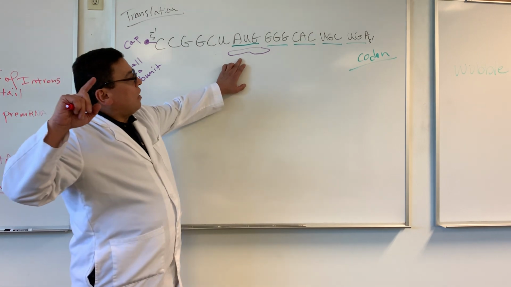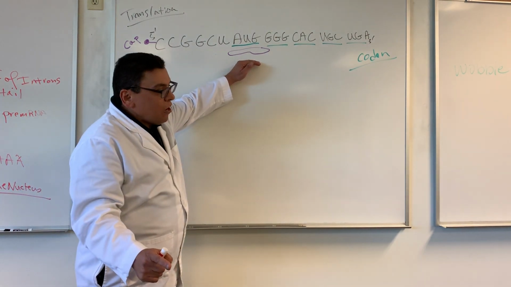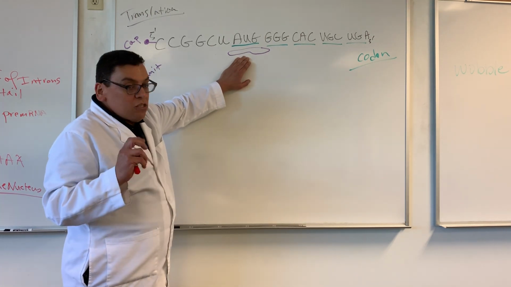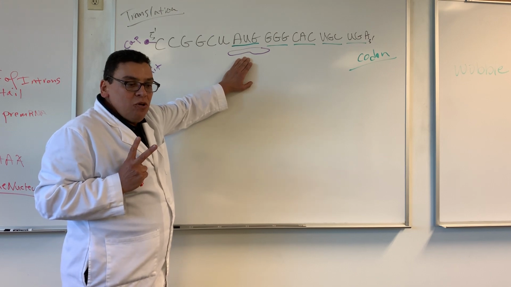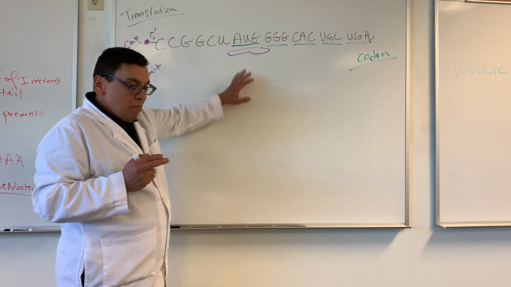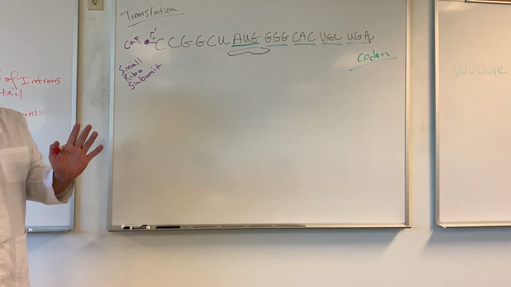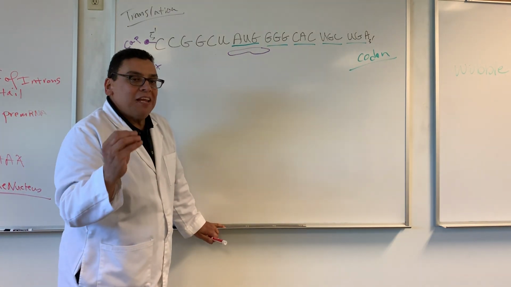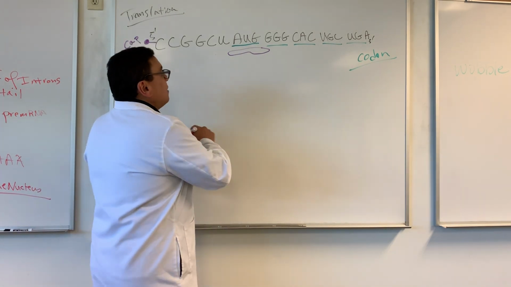The small subunit will scan for the first AUG, and that's the start codon. The first AUG serves two functions. Number one, it's the start codon. Number two, it brings in the first amino acid. And the amazing thing is, how does it do that? How does it know that AUG codes for methionine? It doesn't know that. It knows this.